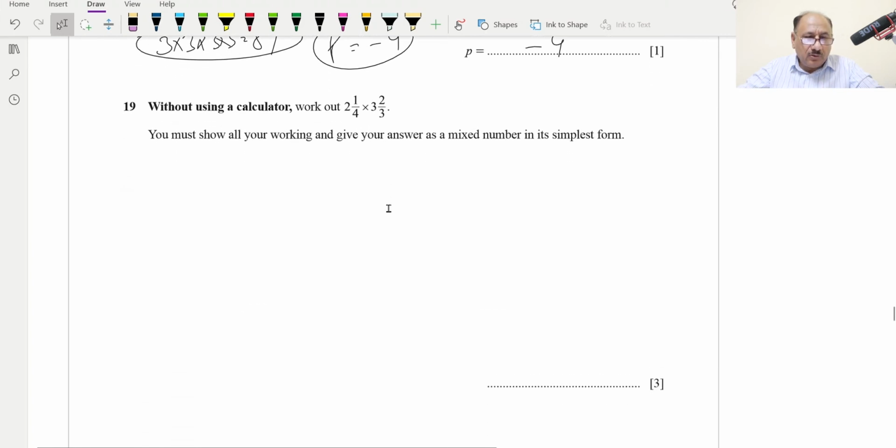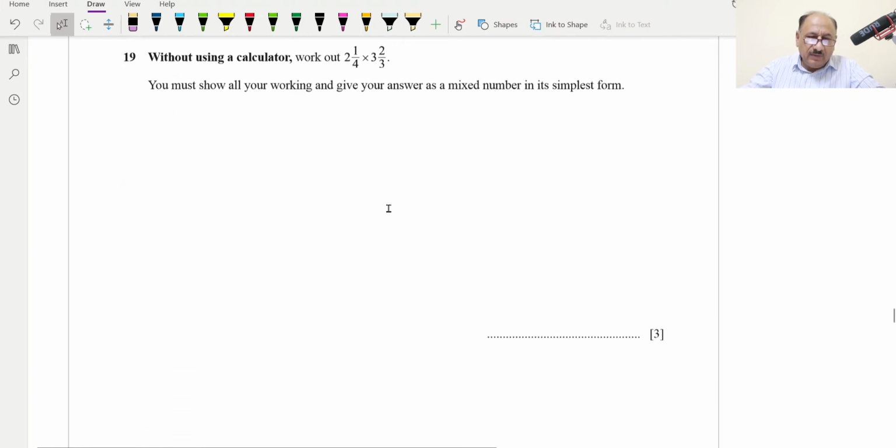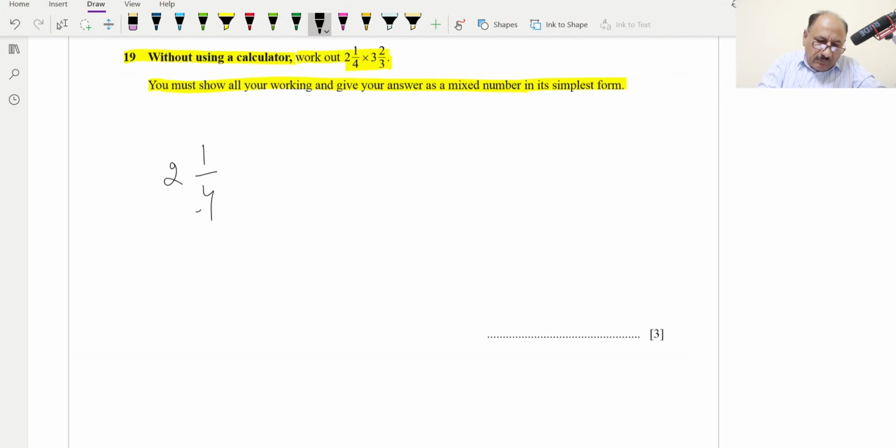Now we can go ahead with question number 19. Question number 19 says, without using a calculator, work out this fraction. You must show all your working and give your answer as a mixed number in its simplest form. So 2 whole 1/4, we are multiplying this and adding this. So 4 multiplied by 2 will be 8. 8 plus 1 will be 9. 9/4, and multiply by 3 whole 2/3.